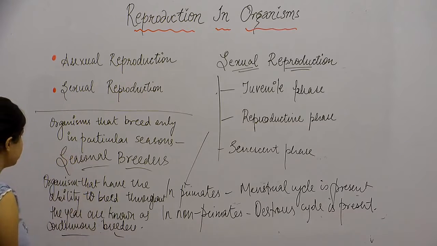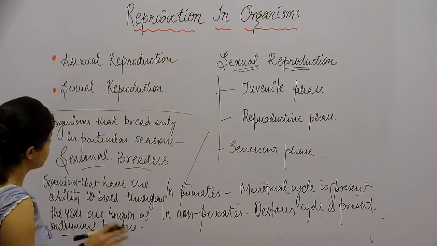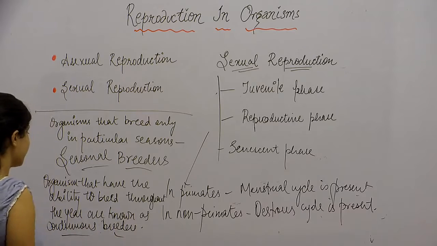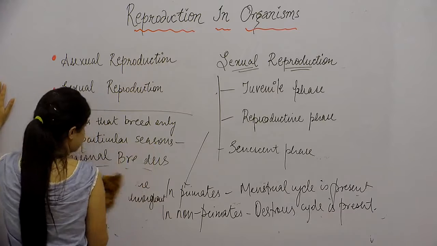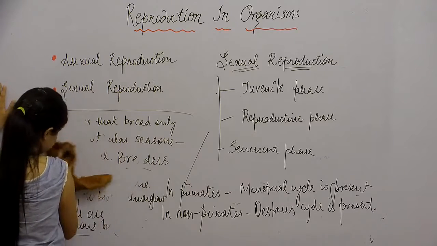So seasonal breeders are the organisms that breed only in particular seasons, whereas organisms that have the ability to breed throughout the year are known as continuous breeders. Right.